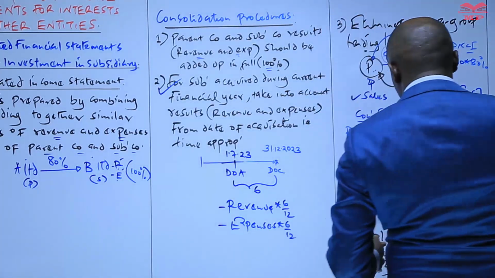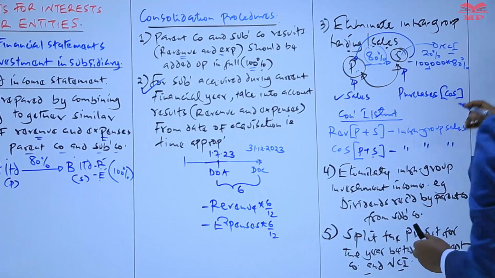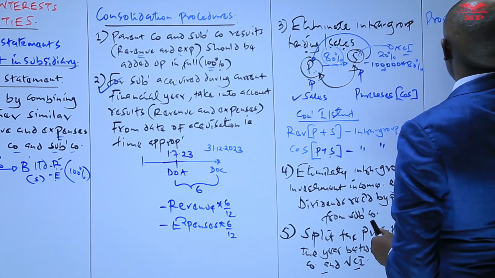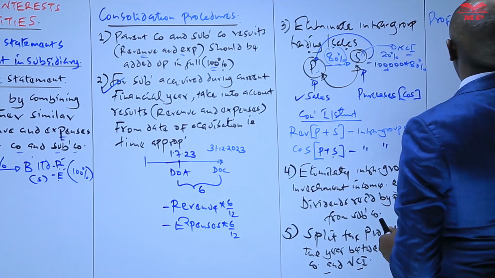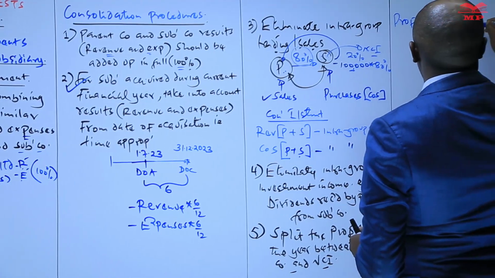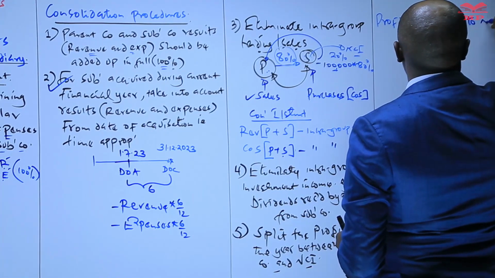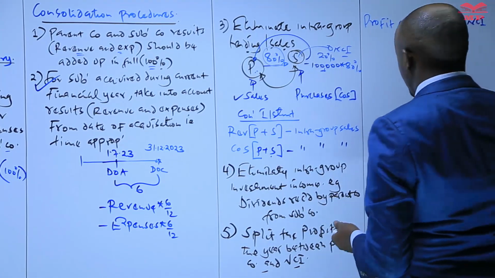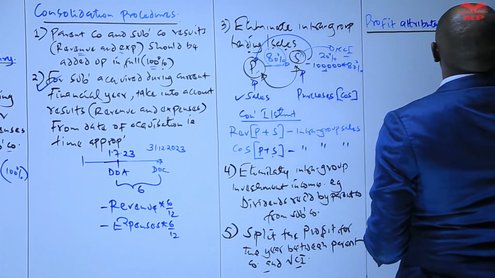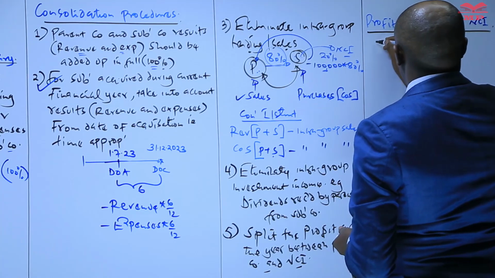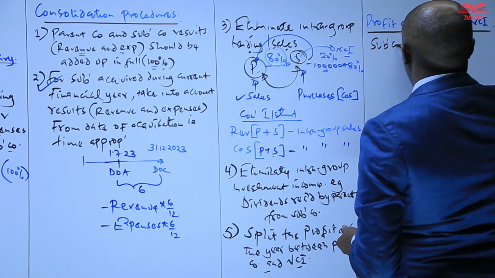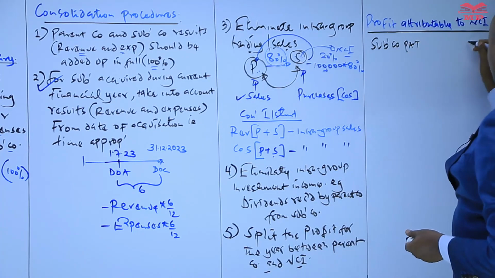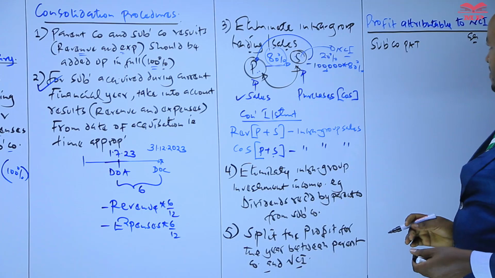So how do we compute the profit attributable to the NCI? So let's look at how we compute the profit attributable to non-controlling interest. So in this case, what we do is that we take the subsidiary company's profit after tax. So this is now the profit after tax reported by the subsidiary.